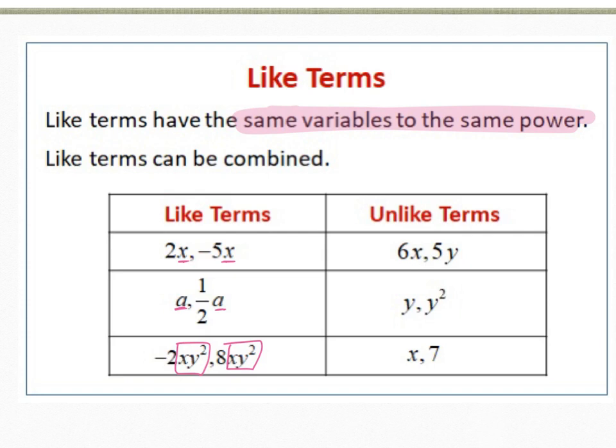So some unlike terms would be if we had an x and a y, we can't combine those. If we had a y and a y squared, can't combine those because they have different powers. Or an x and a constant. We couldn't combine those because they don't have the same variable.